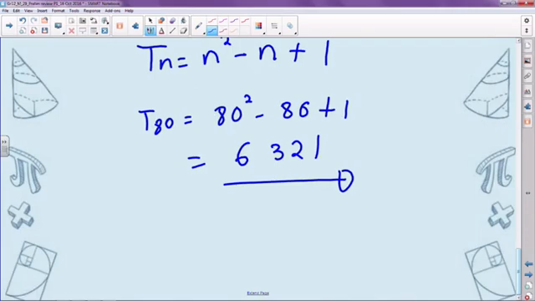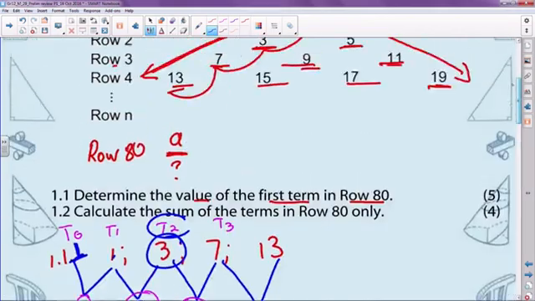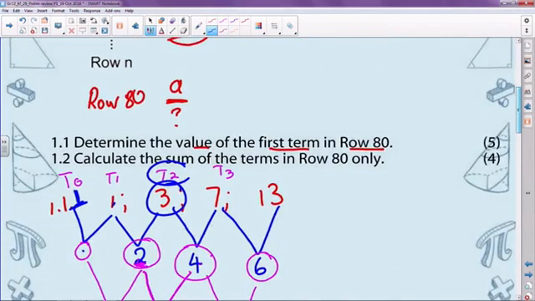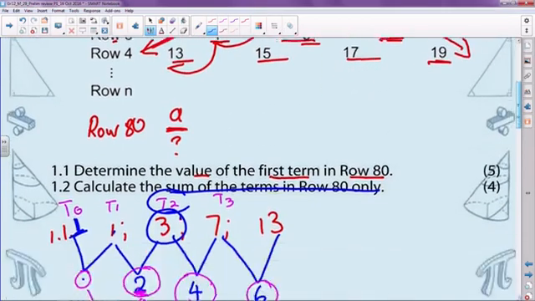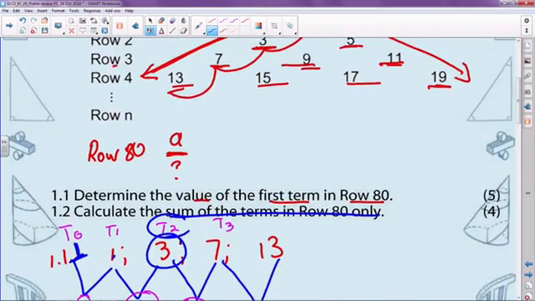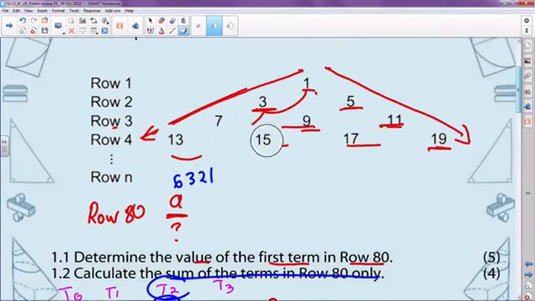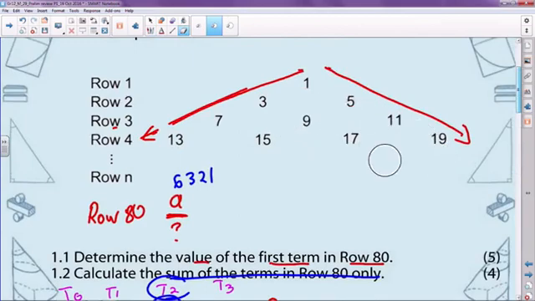Okay, I very quickly want to have a look at the next question here. So the next thing we had to do was calculate the sum of the terms in row 80 alone. So only row 80. So remember, we know now that the value of the first term is 6,321. Now, what you should also notice is in the horizontal direction of these number patterns that you see here, each term is 2 more than the previous term.